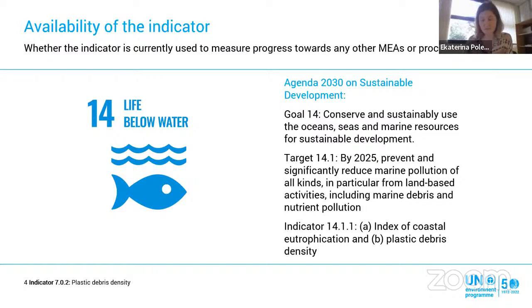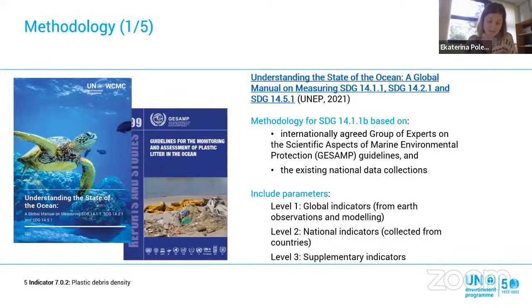Regarding the global initiatives, the plastic debris density indicator is used for the monitoring of the Agenda 2030 on Sustainable Development, in particular Goal 14, Life Below Water. Next slide, please. The methodology for the indicator was published by UNEP in 2019 and 2021. The Guidance for the monitoring and assessment of plastic litter in the ocean is a quite technical document, whereas a global manual on measuring SDG 14.1.1, SDG 14.2.1, and SDG 14.5.1 gives a general overview.